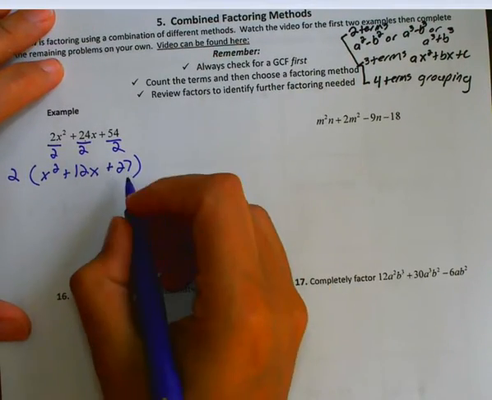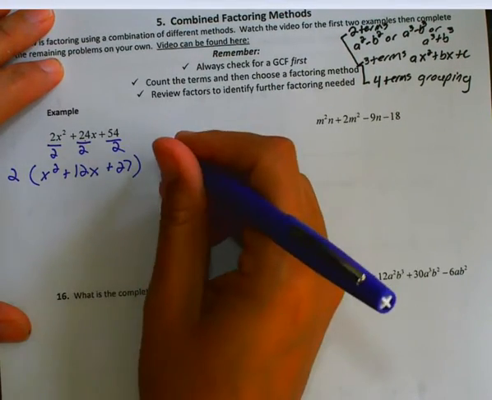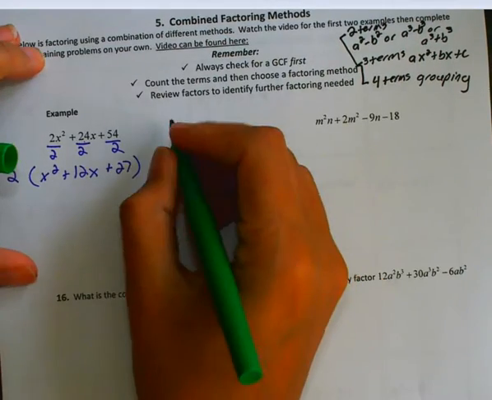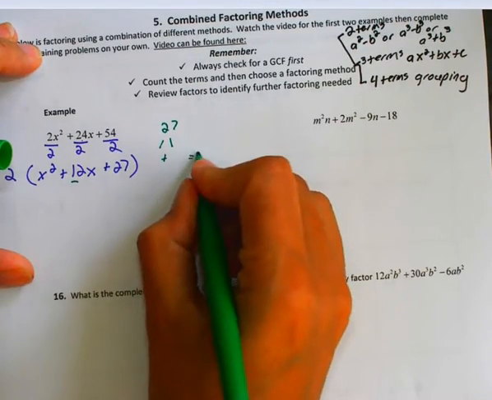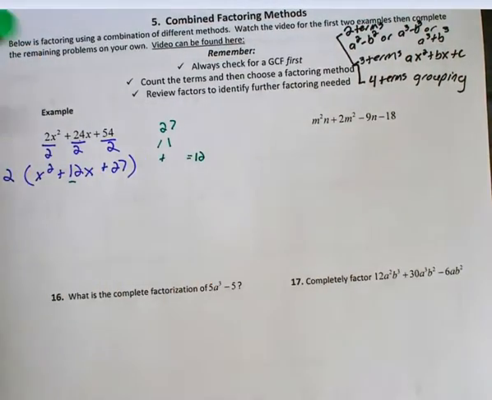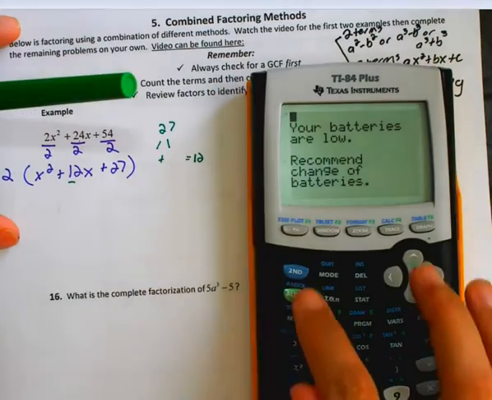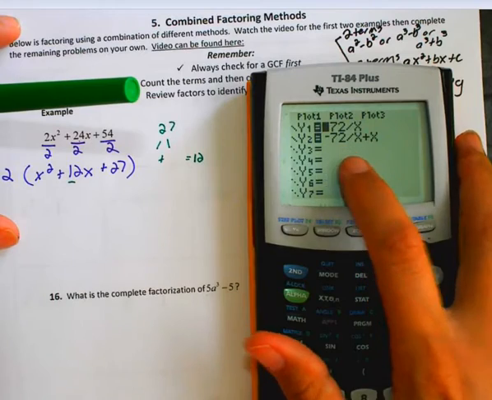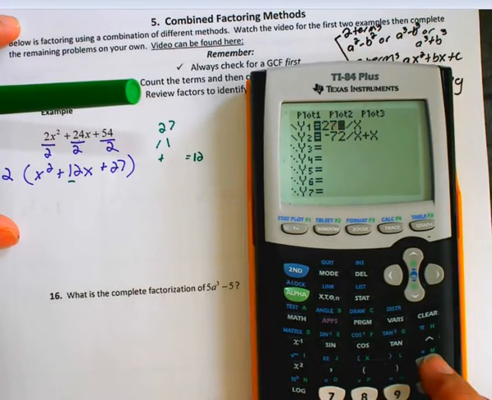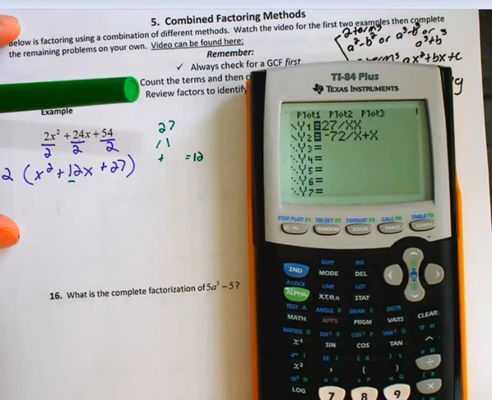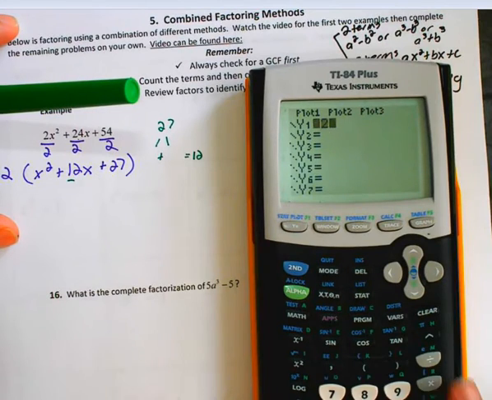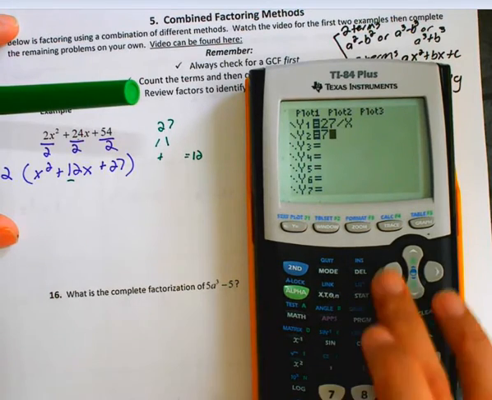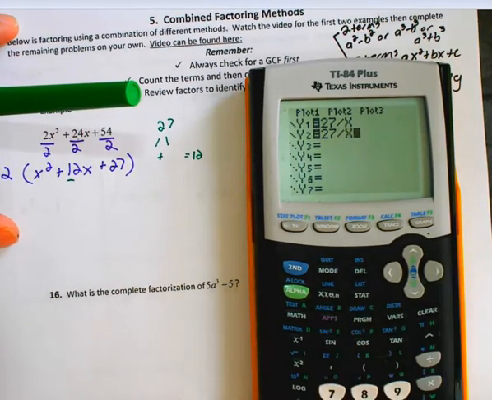So we're going to use the method that we learned earlier, and we're going to say, okay, I have 27. What numbers multiply to 27 but add up to our middle number, which is 12? If you remember, you can do that in the calculator by putting that in the y equals. So we're going to do positive 27 divided by x. Enter. Make sure you clear out anything that's already in there. So again, 27 divided by x, and then 27 divided by x plus x.